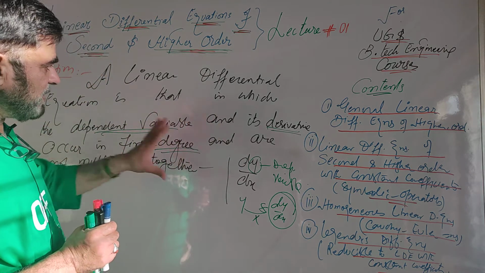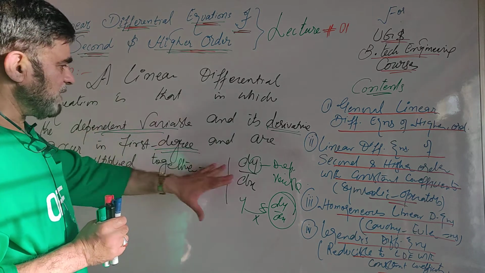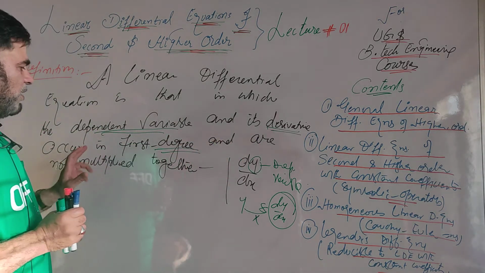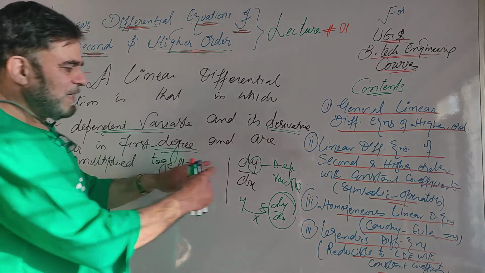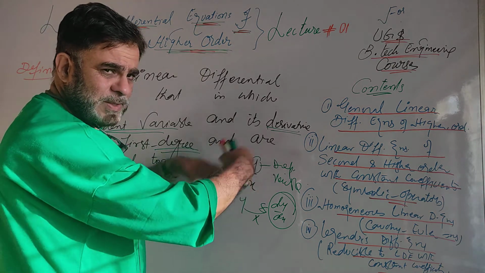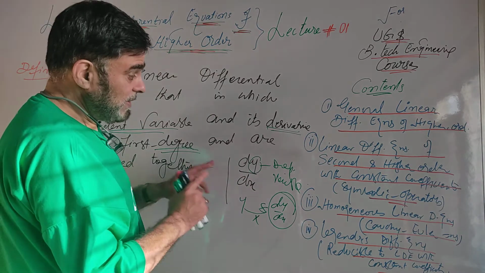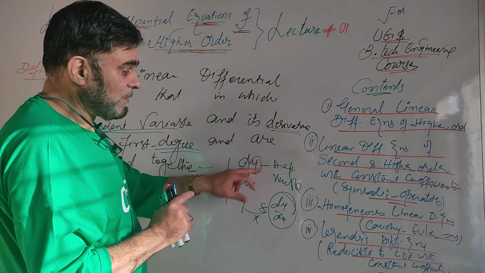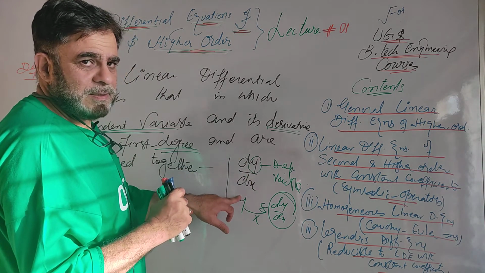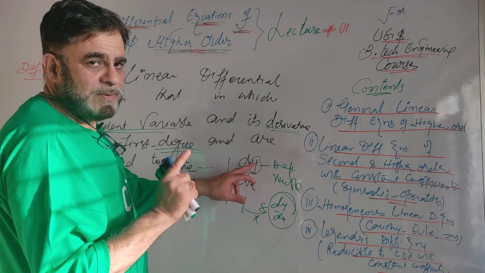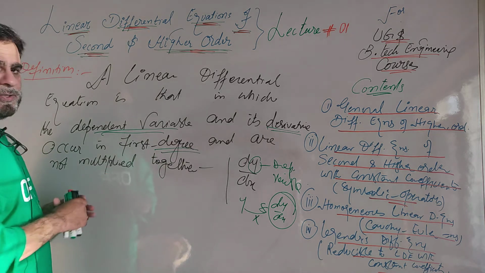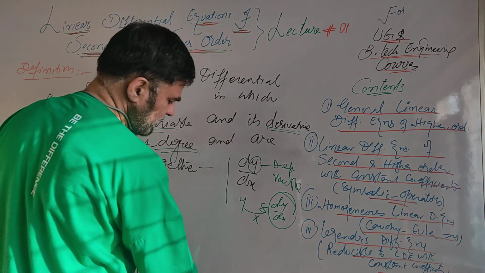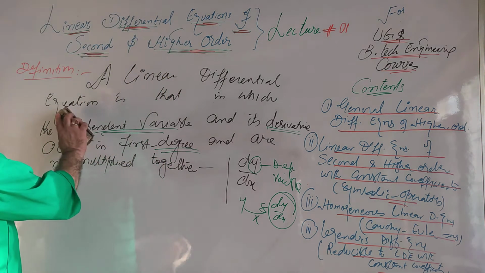Remember this. That is why we say that the dependent variable y and its derivative occur in the first degree. First degree means its highest power should be 1, even if it is d2y by dx square or d4y by dx cube, which indicates the order, and the power of y is 1. And they are not multiplied together. This is the fundamental definition of a linear differential equation.